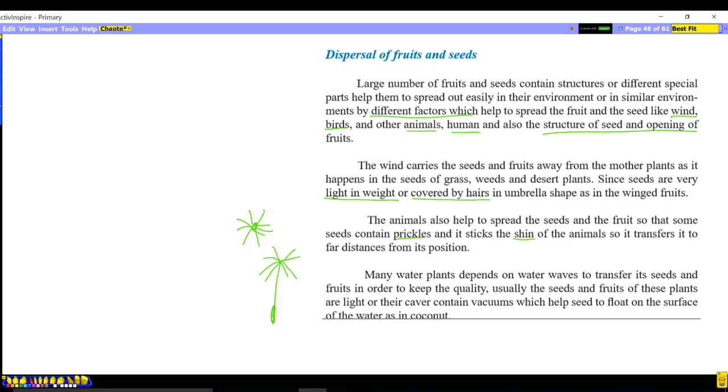Many water plants depend on water waves to transfer their seeds and fruits in order to keep the quality. Usually the seeds and fruits of these plants are light and contain vacuums, which are spaces filled by air, that help them float on the surface of water, like in coconut, because it lives especially near the sea, so it falls in the sea, does not sink, and can be transported far away by waves.